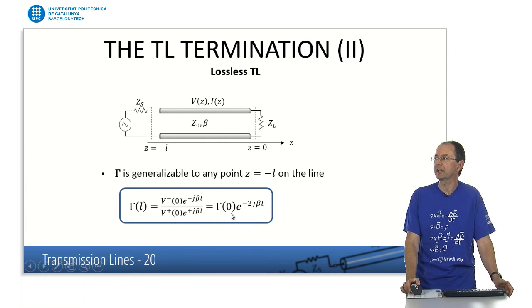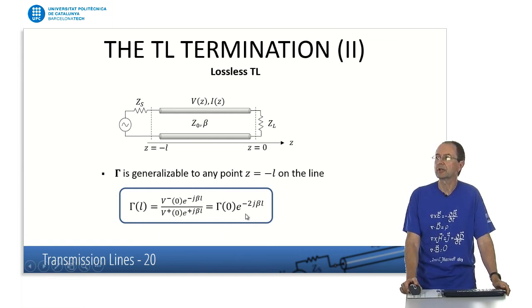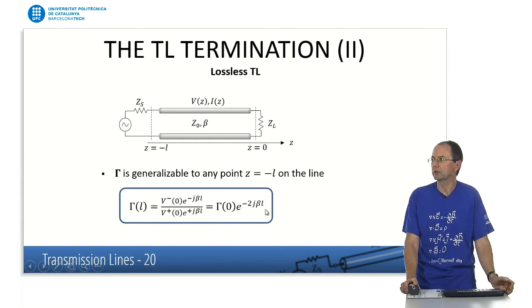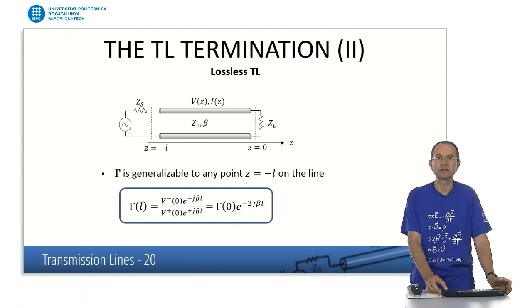So the same amplitude, the same modulus of the reflection coefficient, is preserved, and along the line the only change is a phase. So the relationship between the transmitted and reflected wave suffers a phase change along the transmission line. This is what this expression is telling us.